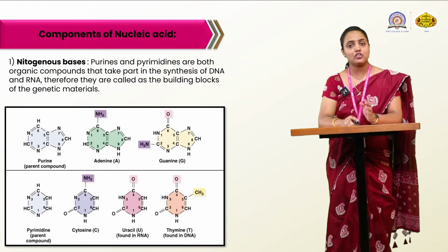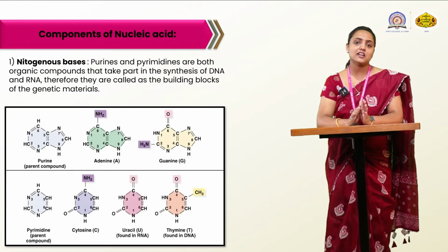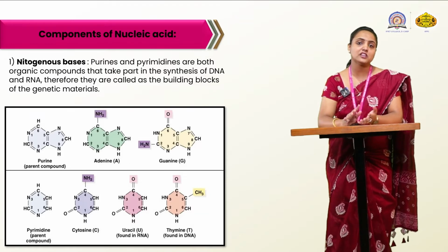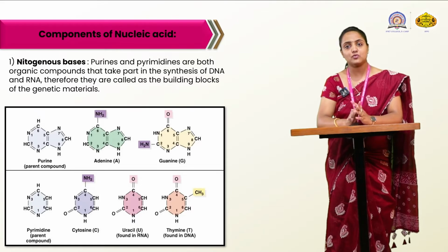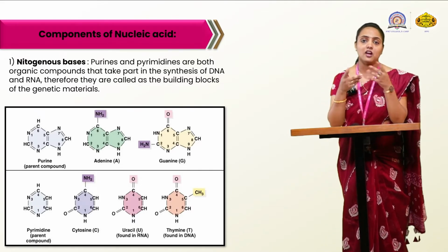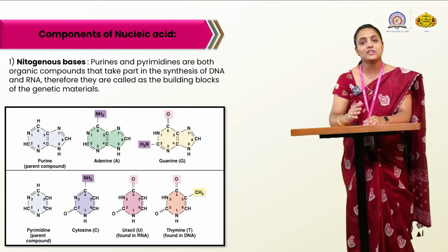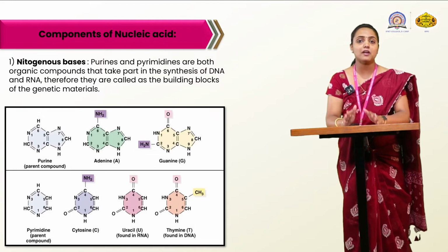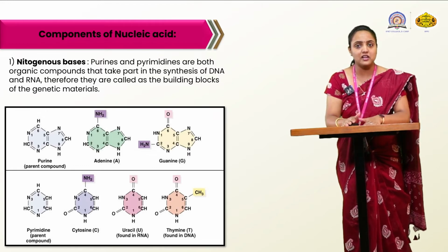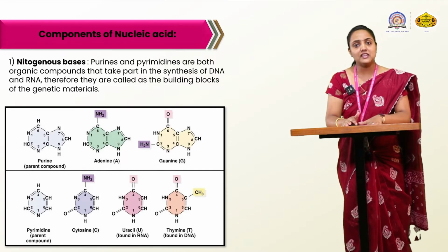Components of DNA: we have already seen that every nucleic acid, whether RNA or DNA, is composed of three main components: the nitrogen base, a sugar molecule and the phosphate group. Here we look at these three components. First is the nitrogen base, which includes purines and pyrimidines. Purines are double-ring compounds and pyrimidines are single-ring compounds. Purines are adenine and guanine, and pyrimidines are thymine, uracil and cytosine.